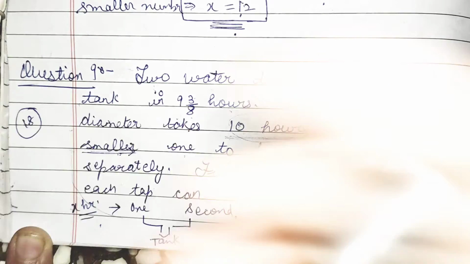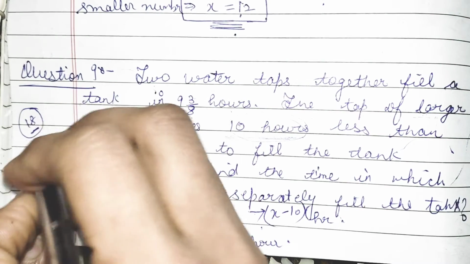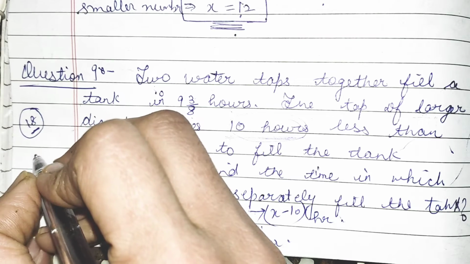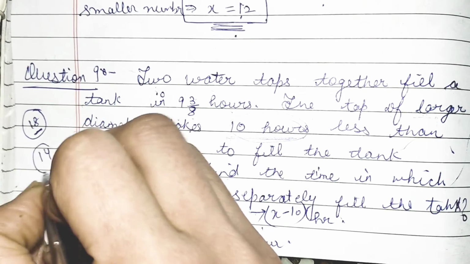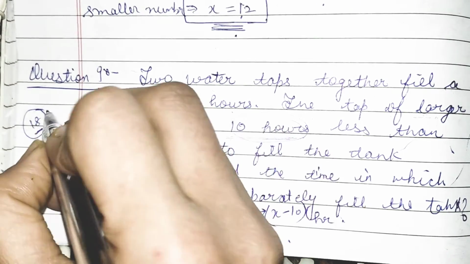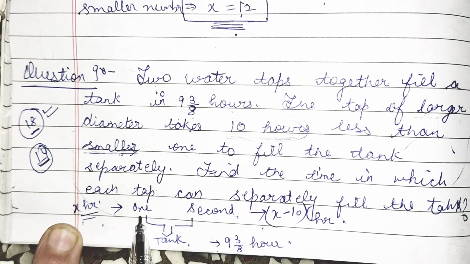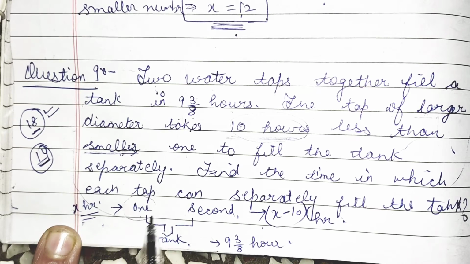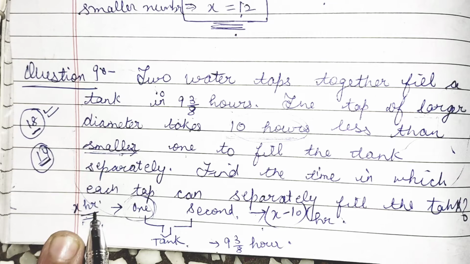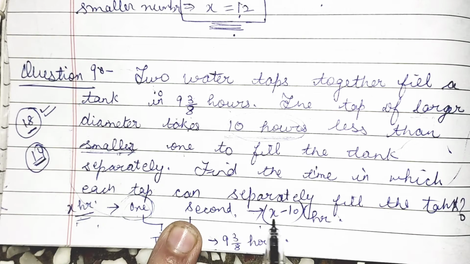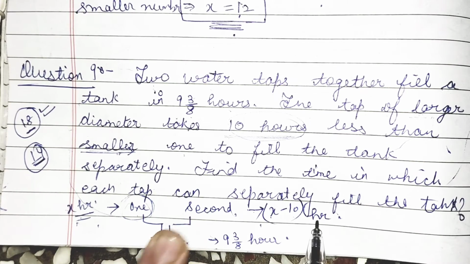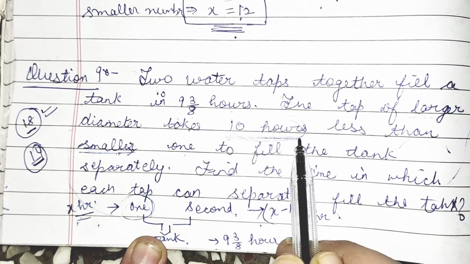Suppose I say that your age is 18 and your sibling's age is 4 years less than yours. So how will you calculate your sibling's age? First you will imagine your age. The same I have done here. I have imagined that the time taken by the smaller one is x hours, then the larger one will be equal to x minus 10 hours, as given in the statement.